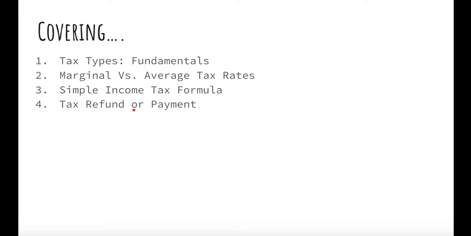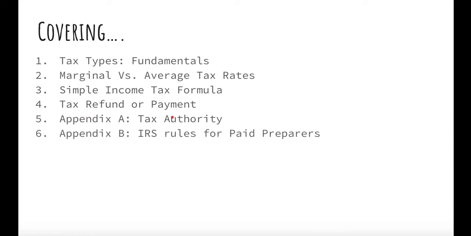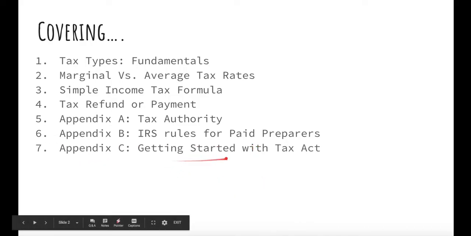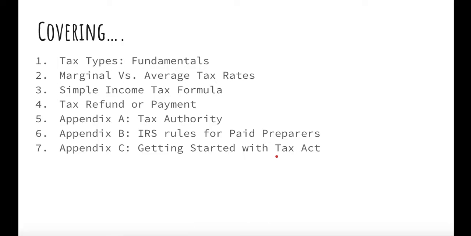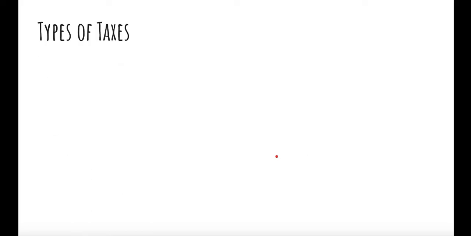So I want to specifically go over the tax refund or payment due concept, which is often confusing for people. And then we'll just look at the appendices. There's the tax authority, I'll talk a little about that. Rules for paid preparers. Paid preparers means that someone's being paid to prepare a tax return. Appendix C is getting started with the TaxAct software, so you can refer to this when you're going through the form assignment.